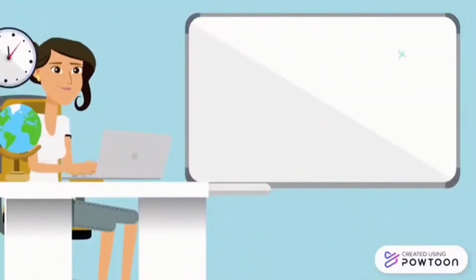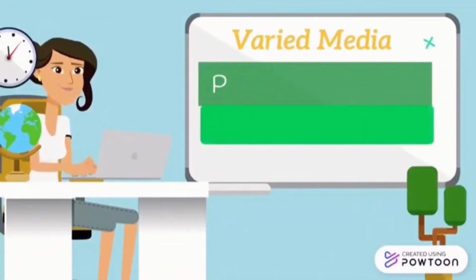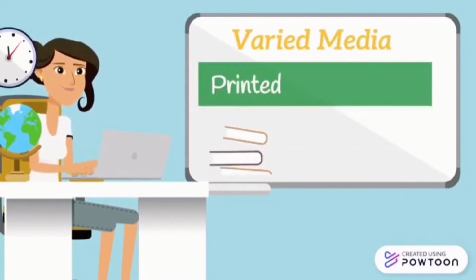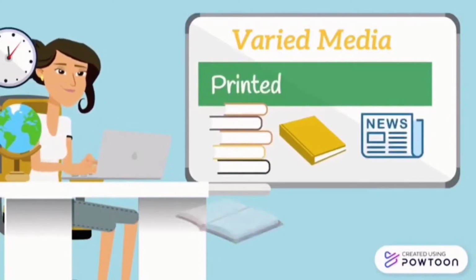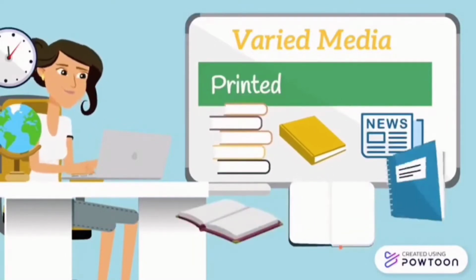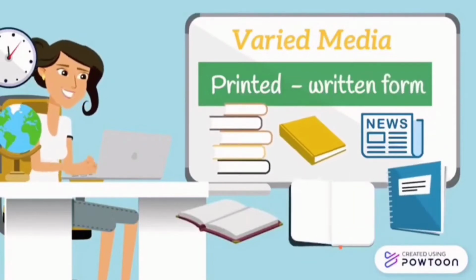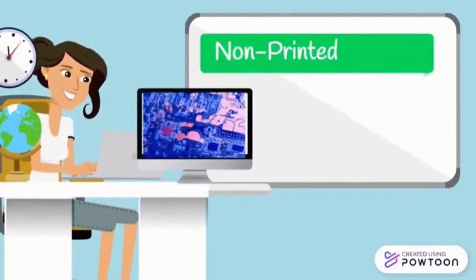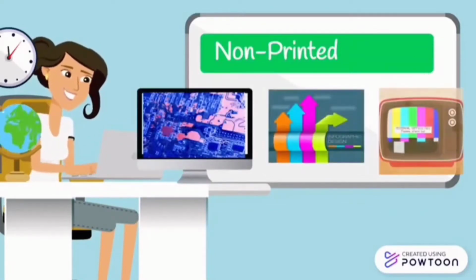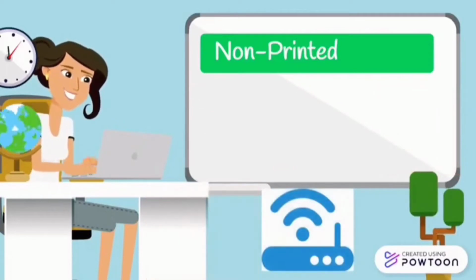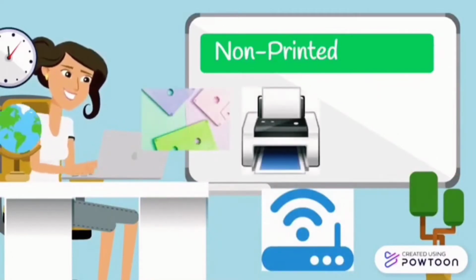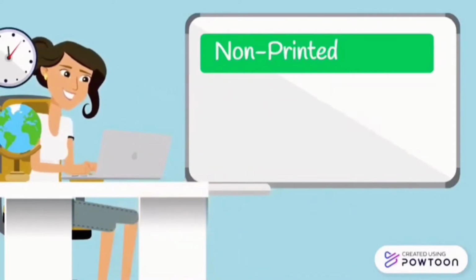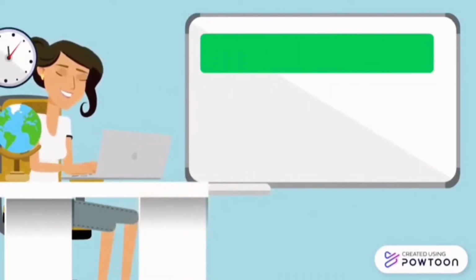Let me elaborate. When we say varied media, it comes in different formats, printed and non-printed. When we say printed, the examples are books, magazines, newsletters, journals, workbooks, and references. It consists of all written materials. While non-printed materials involve computers, graphics, television, radio production, internet, videotapes, printers, photocopiers, musical instruments, laboratory equipment, and a lot more. Obviously, these are all non-written forms.